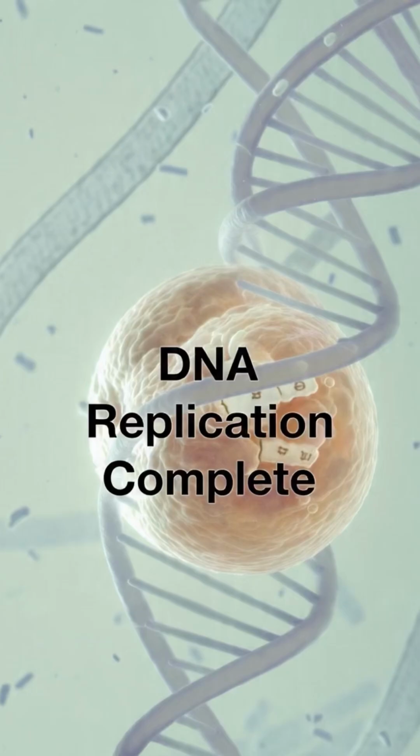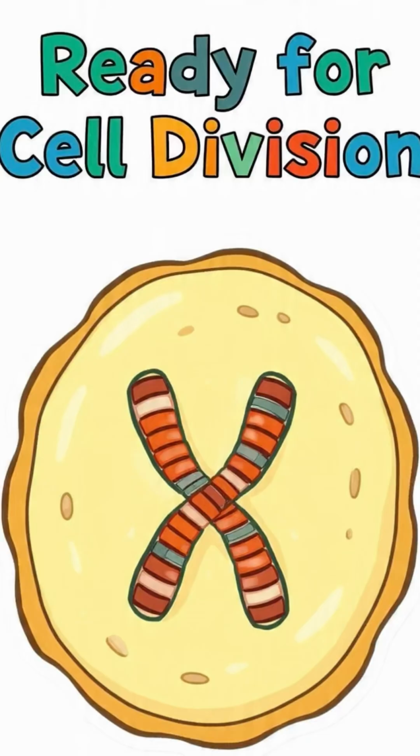Completion of replication. Two identical DNA molecules side by side. Replicated DNA molecules are identical. Zoomed out nucleus showing replicated DNA. The entire nucleus is shown with duplicated DNA. DNA ready for mitosis. DNA condenses to prepare for cell division.